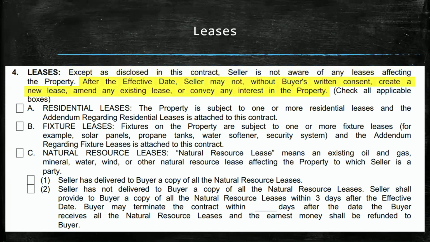After the effective date, the seller may not, without the buyer's written consent, create a new lease, cannot amend any existing lease, and cannot convey any interest in the property. And then they ask us to check all of the boxes that may apply. So the first thing we're going to talk about are residential leases.